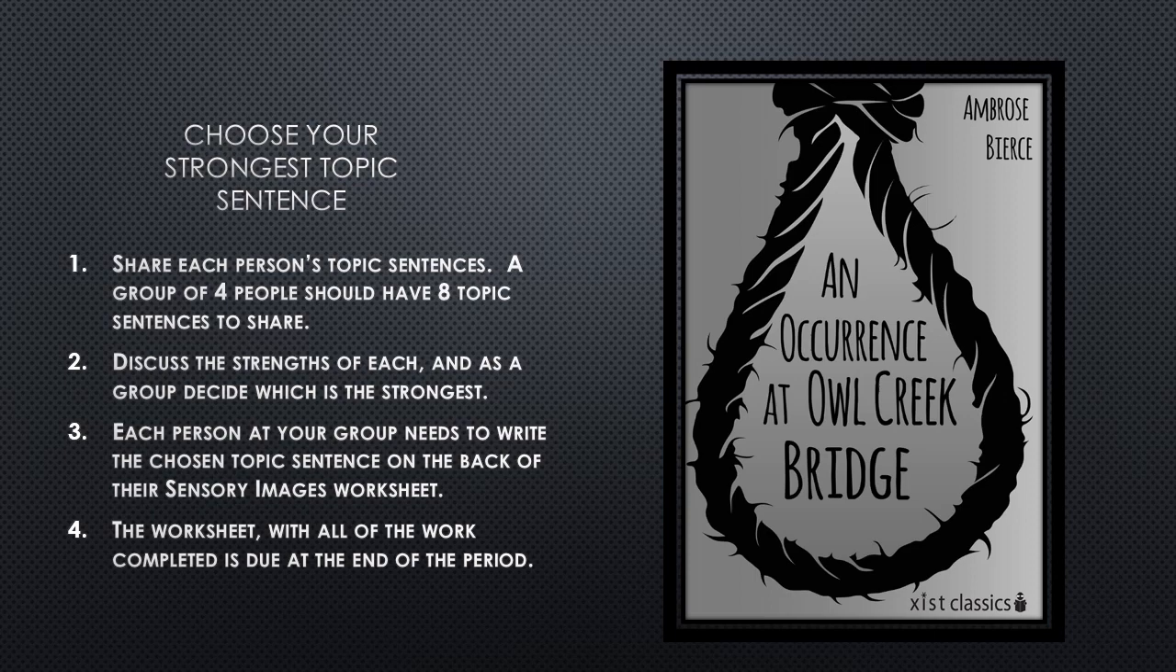Once you decide on which one is the strongest, then every person in your group needs to write the chosen topic sentence on the back of the sensory images worksheet, and that worksheet is due at the end of the period. So everybody in your group, all the purples, should have the same topic sentence on the back of their worksheet by the end of this, the one you've picked from your stash of 8 possible topic sentences.